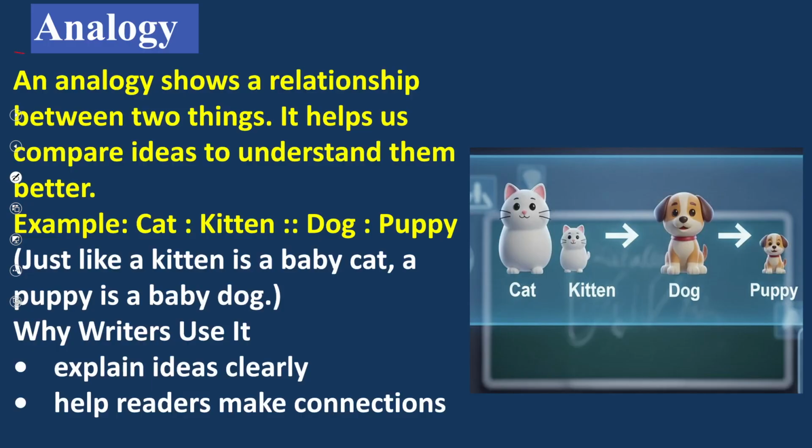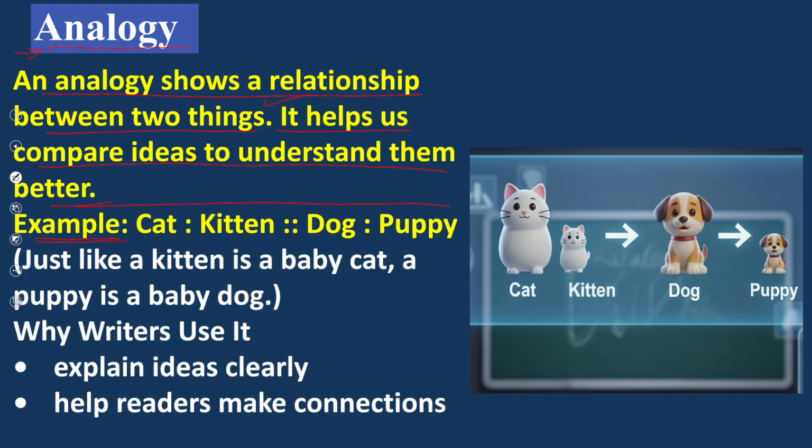First of all, we will look at what an analogy is. An analogy shows a relationship between two things. So, it is very obvious: analogy is that type of thing in which a relationship between two things is mentioned. It helps us compare ideas to understand them better. Yes, for this purpose it is used. First it is defined, then its purpose is given. Now look at the example to understand.